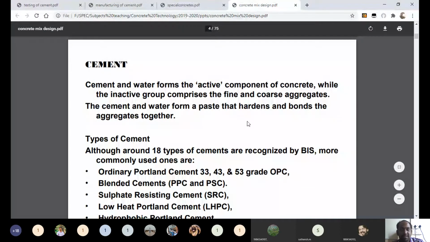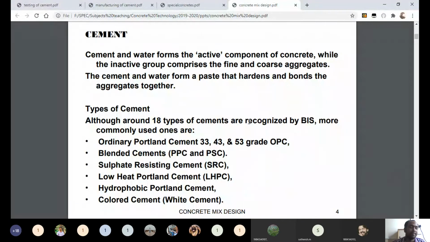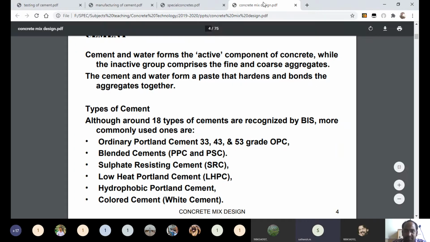You can see what is cement. Cement and water form an active component of concrete, while the inactive group comprises the fine and coarse aggregates. The cement and water form a paste that hardens and bonds the aggregates together. So that's what we have been discussing till now. Now, cement is an active material, which means it has a binding property. In concrete, the major role of cement is to bind the coarse aggregate and fine aggregate. That is the major role of cement.